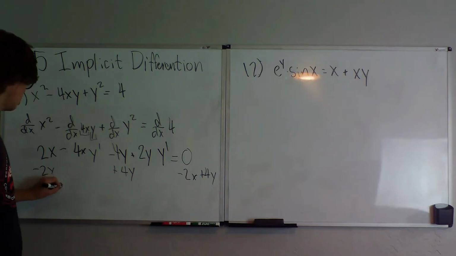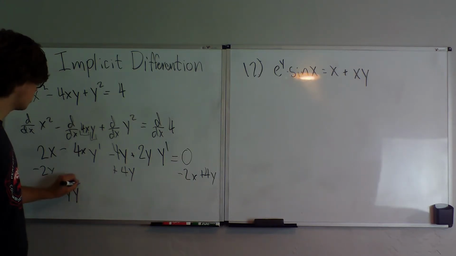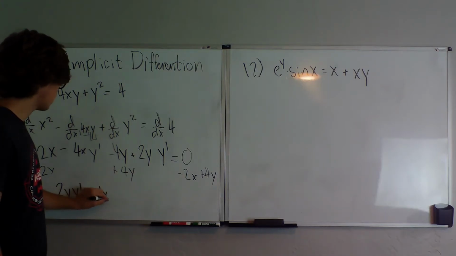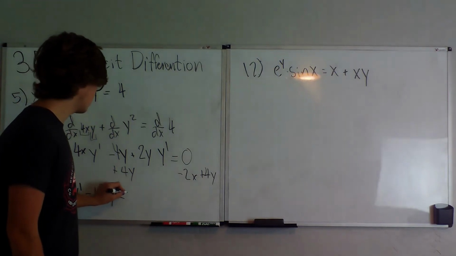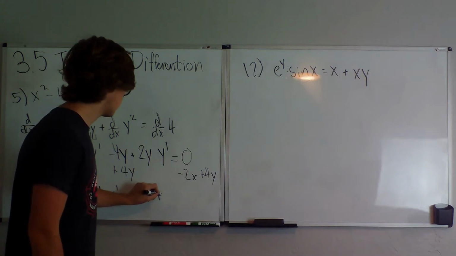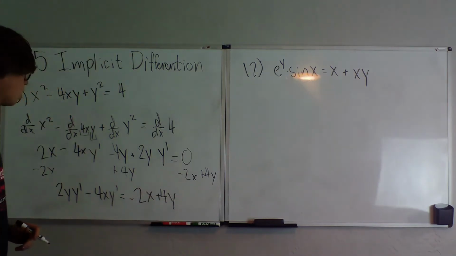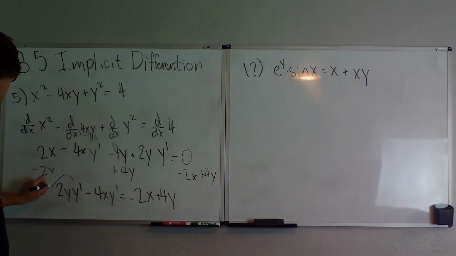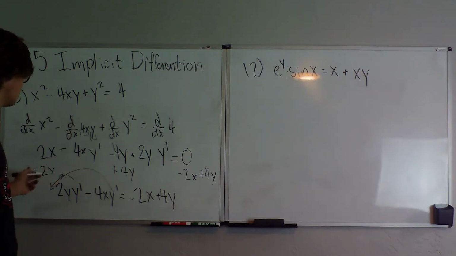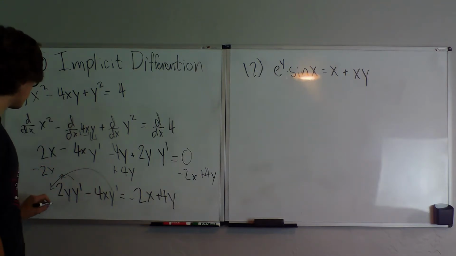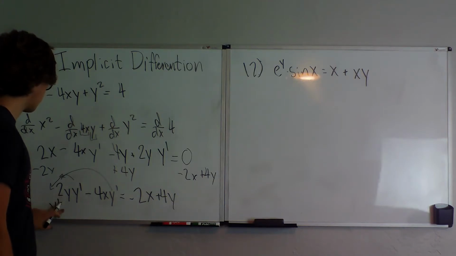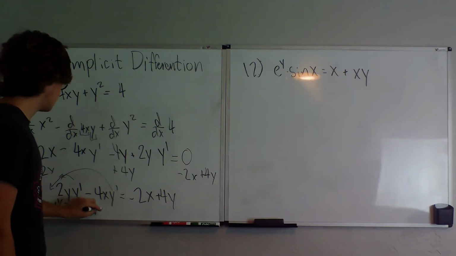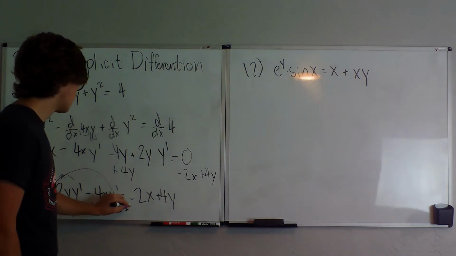We get 2y y prime minus 4x y prime is equal to negative 2x plus 4y. Okay, perfect. Now we have 2 y primes and 2 terms. That means we can take out y prime from each term, and we can just solve for y prime. Now it's easy. Now it's just algebra. So then we get y prime of 2y minus 4x is equal to negative 2x plus 4y.